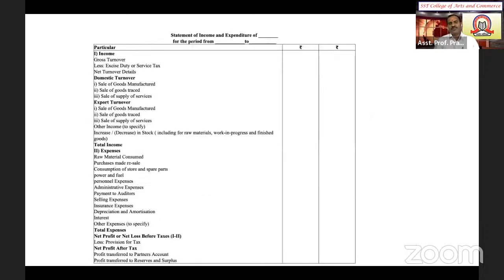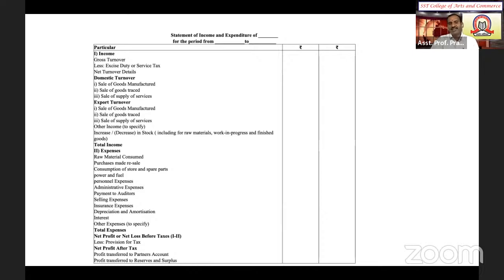Then the same profit and loss account format is there. Here the income part is there and the expense part is there. In that income part, there is gross turnover, domestic turnover. If there is an export, then export turnover is there. And the expenses part: raw material consumed, purchases made for resale, consumption of stores and spare parts, power and fuel, administrative expenses, sometimes payment to auditors, all these expenses.